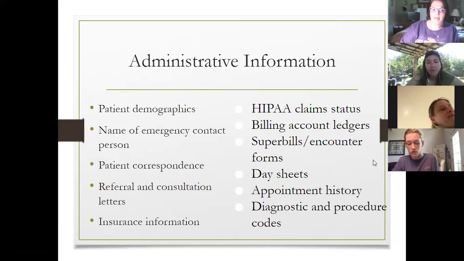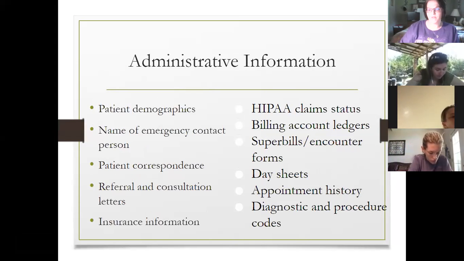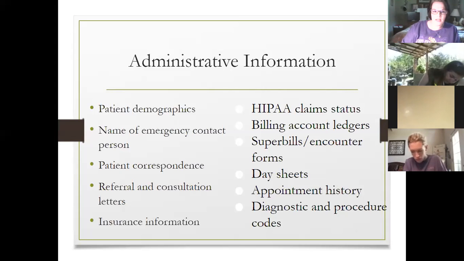All right, administrative information. This consists of patient demographics. That's where we go in and put their name, their address, their phone number, their social security number, their insurance information. Those are called demographics. The name of emergency contact person, patient correspondence, referral and consultation letters, insurance information, HIPAA claim status, billing account ledgers, super bills, encounter forms, day sheets, appointment history, diagnostic and procedure codes.